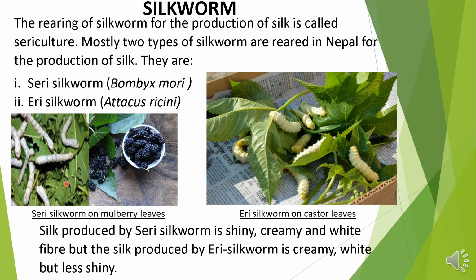The seri silkworm feeds on mulberry leaves, and the airy silkworm feeds on castor leaves. The silk produced by the seri silkworm is shiny, creamy and white fiber, but the silk that is produced by the airy silkworm is creamy white, but it is less shiny. It is not as shiny as the silk that is produced by the seri silkworm.